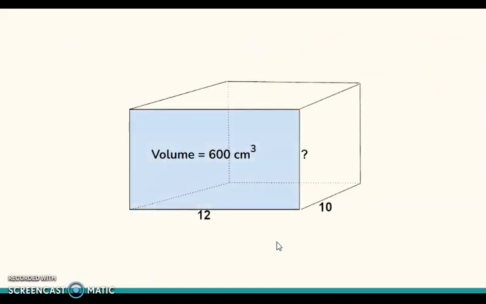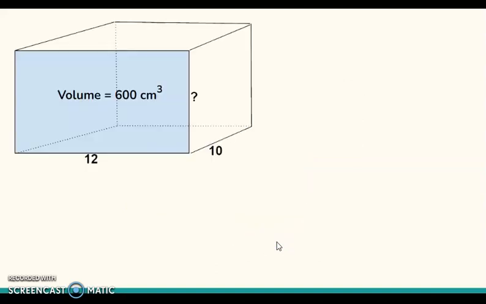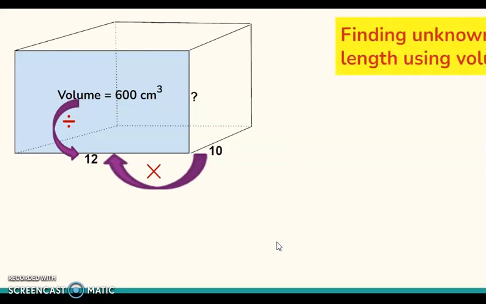What if the volume of the cuboid is given and the height is unknown? We can use the volume to determine the missing length by dividing the volume by the product of length and base. Let's see how we can do it. We can determine the length by dividing 600 cubic centimeter, that is our volume, by the product of 12 times 10. Let's begin with the steps.